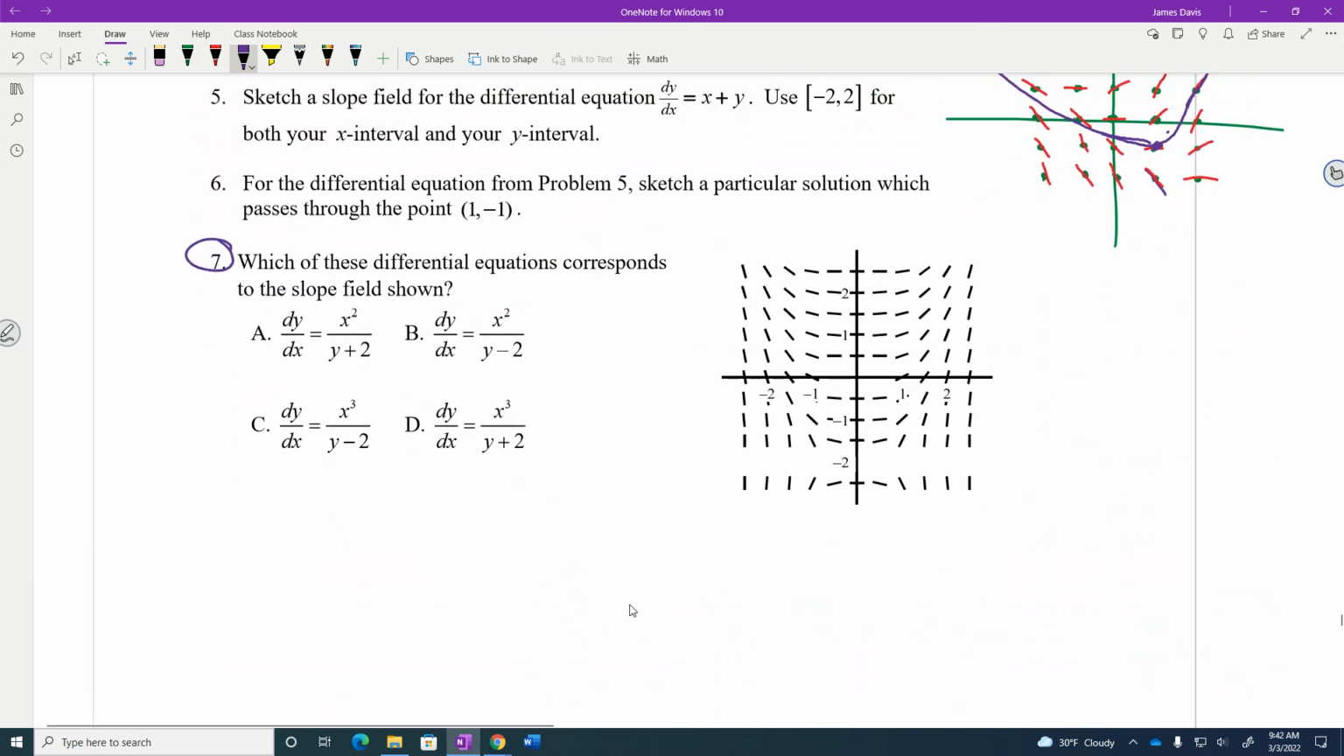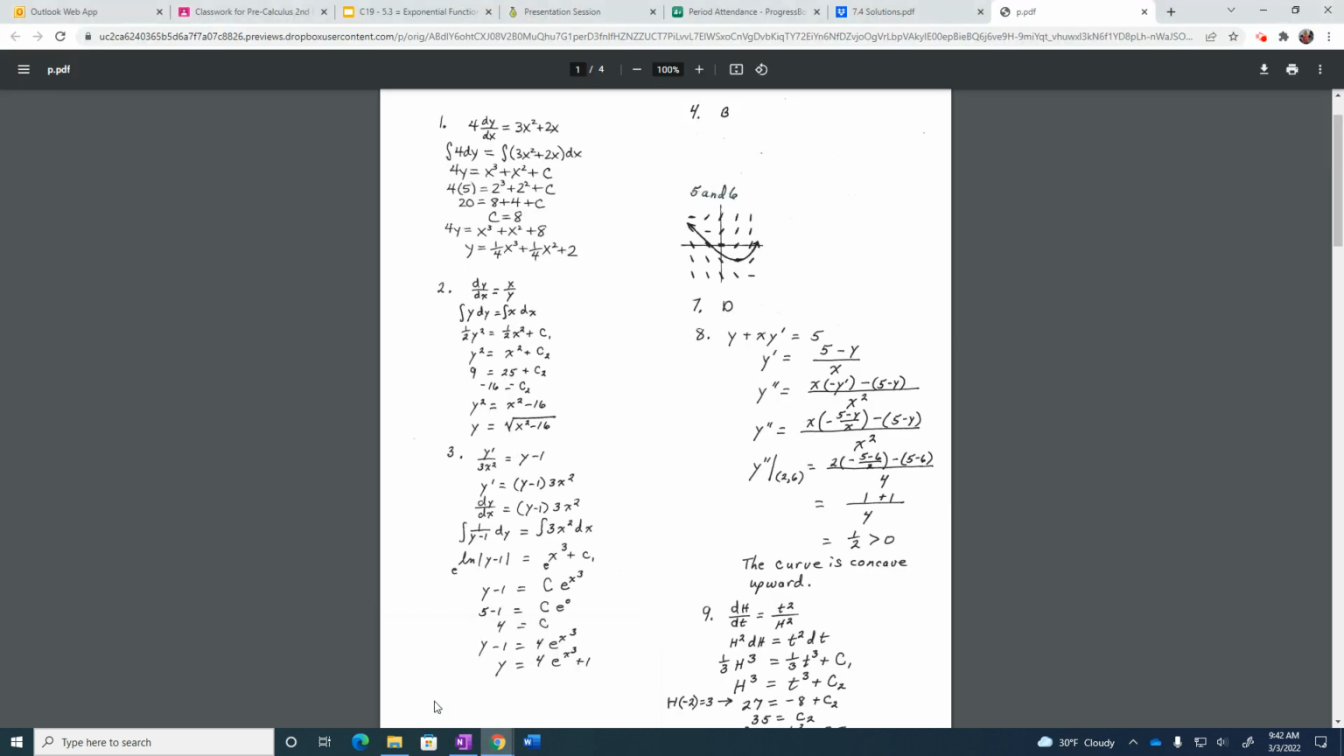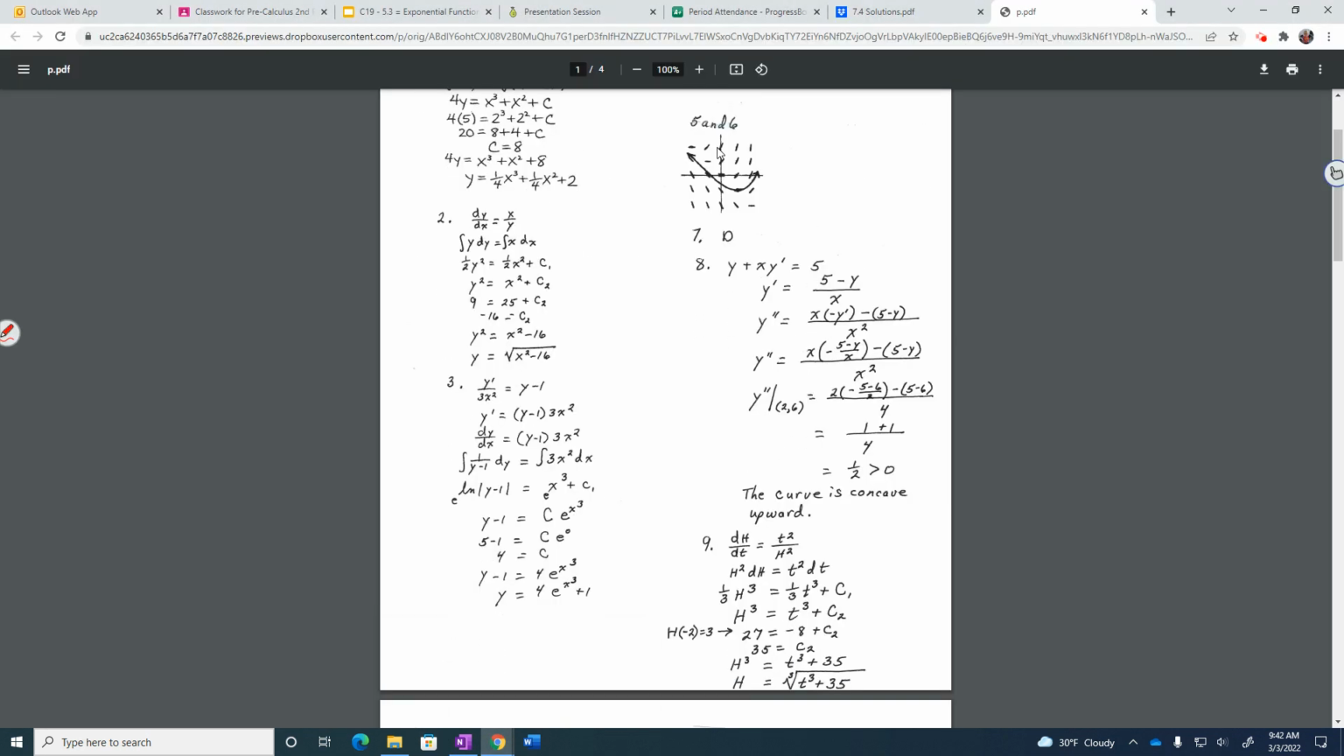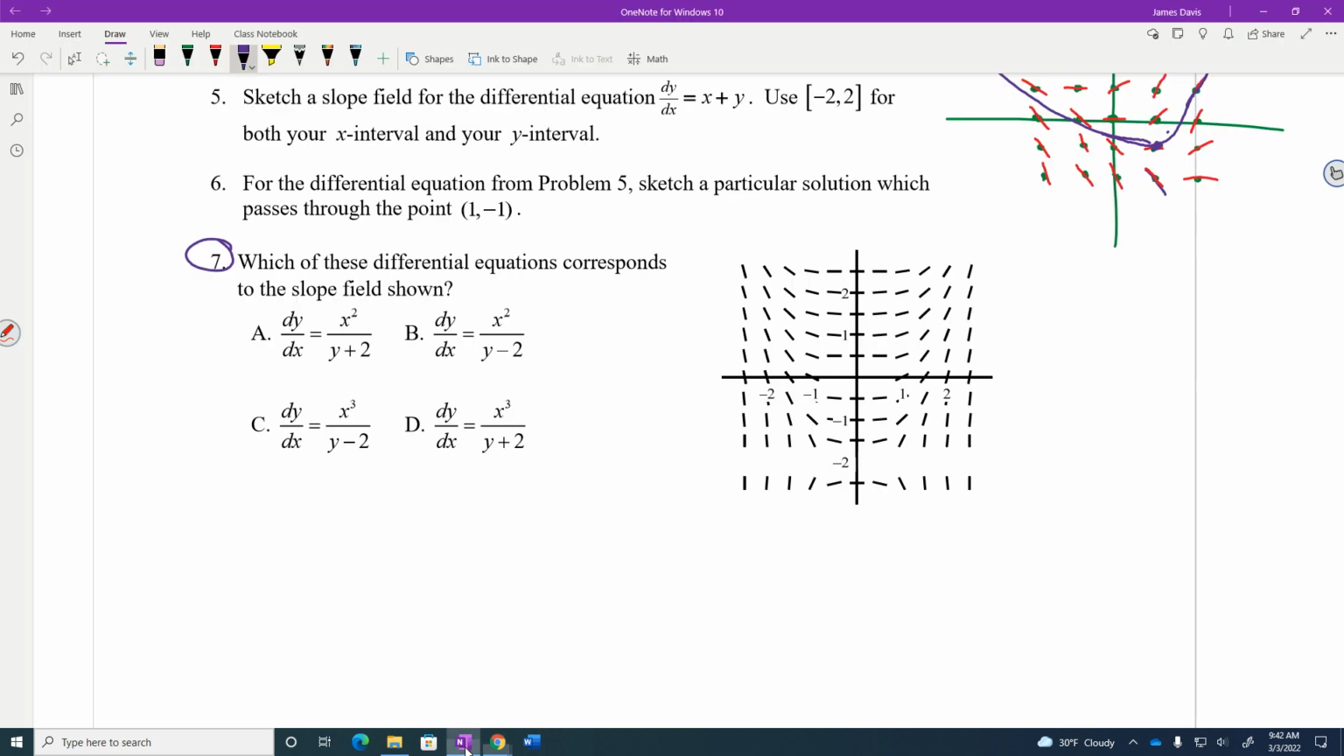Number 7, which one corresponded to the slope field? And you should have gotten for that one D. D as in dog. Do we need any explanation on that?